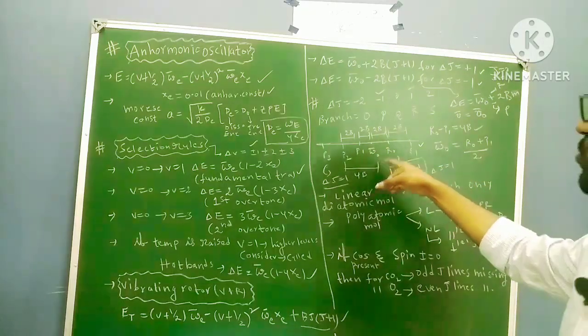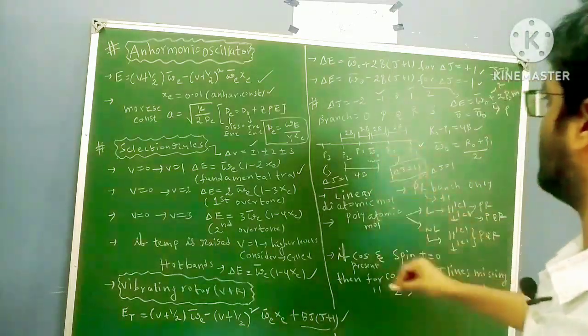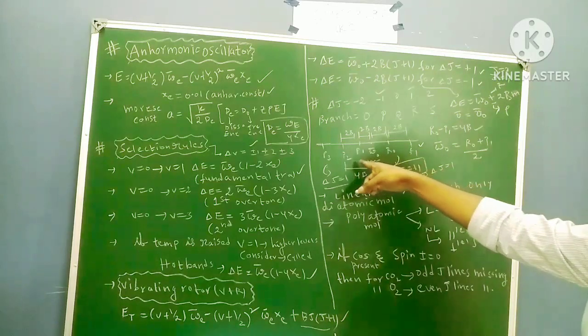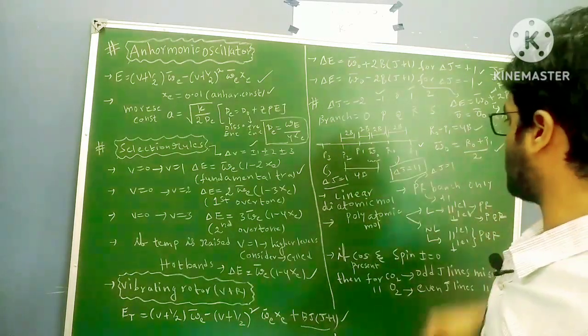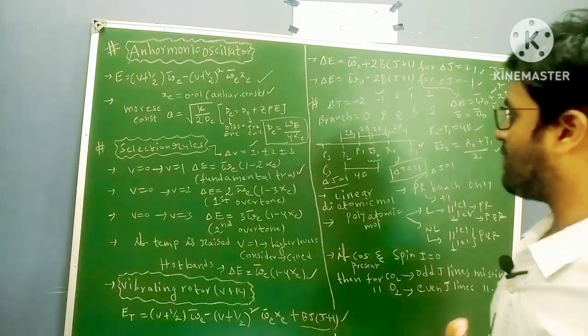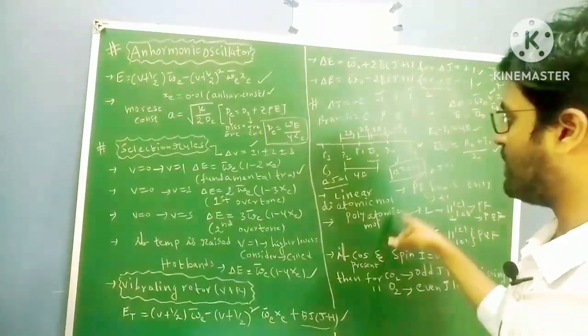Next, if you want to calculate this omega naught bar, then omega naught bar equal to R naught plus P1 by 2. You have to take the average. These two formulas are also very, very important. Next, if you have the linear diatomic molecule, these two are very, very important.